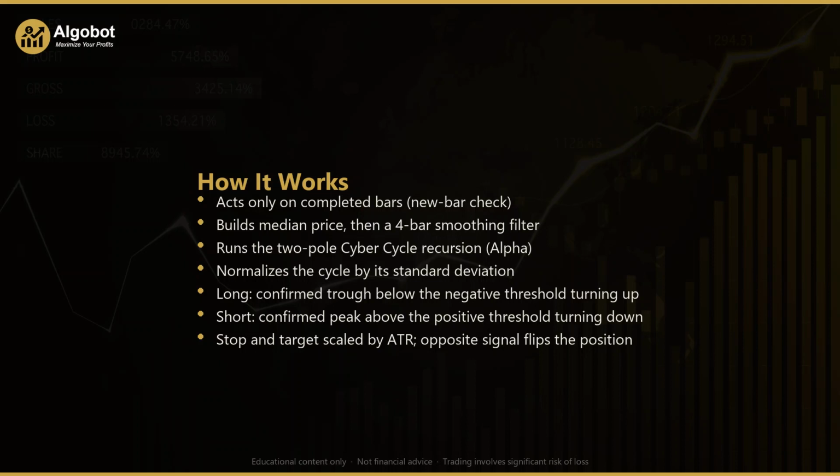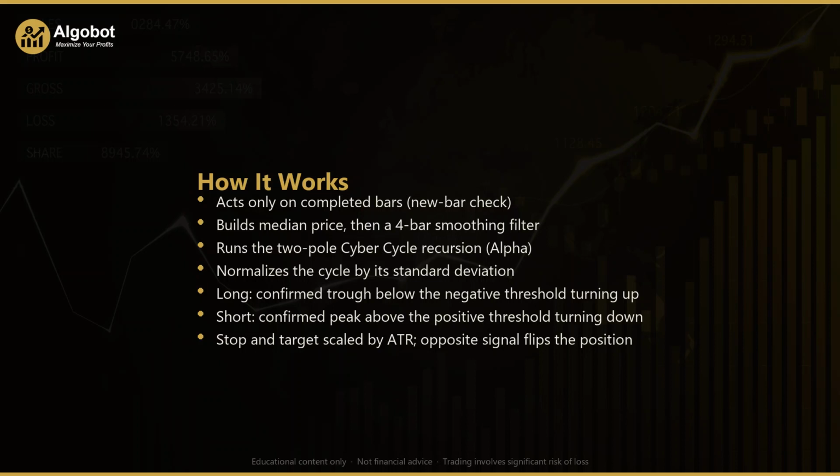Now for the entry logic. For a long, the strategy looks for a confirmed trough. The pivot must sit below the negative entry threshold, which defaults to 1.2. At the same time, the newest reading must be higher than the pivot, and the pivot must be at or below the value before it. In other words, the cycle dipped into its lower extreme, stopped falling, and has just started to turn back up. That combination signals a long.